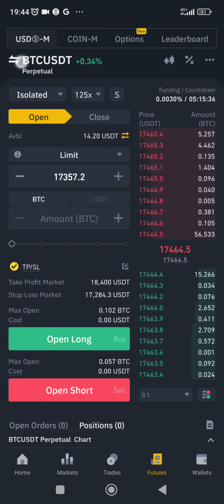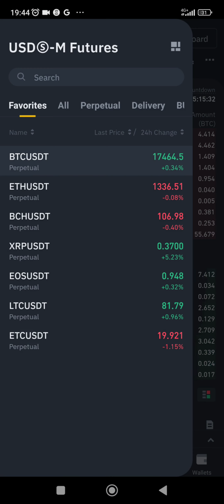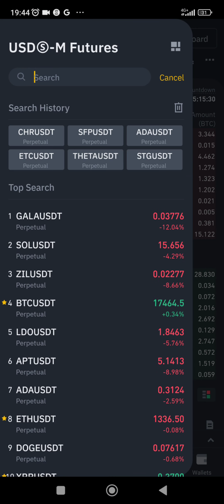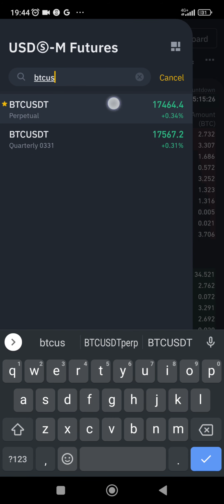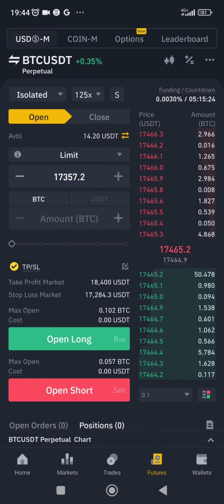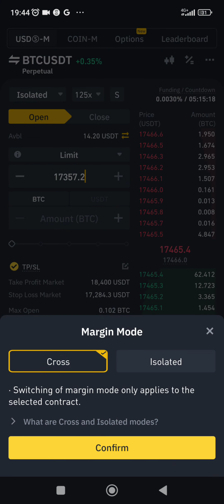Now, the next thing is for you to select the coin you want to trade. Just tap on this. Select the coin you want to trade, okay? Just type it. I want to trade BTC USDT. So I'll just tap on BTC USDT as you can see. Now, the next thing here is isolated and cross. Now, what is cross? What is isolated? We call it margin mode.